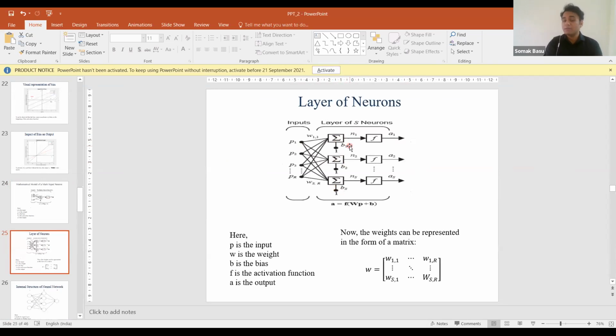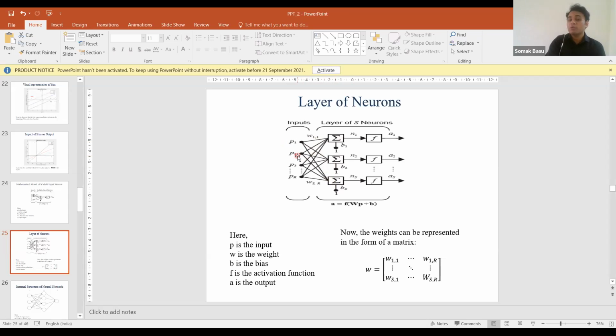You can have different biases. The bias to this neuron is B1, the bias to this neuron is B2, the bias to this neuron is say BS. There are multiple inputs going to multiple neurons. See, this first input is going to the first neuron, the first input is also going to the second neuron, the first input is also going to the Sth neuron. So this input is connected to this neuron, this neuron, this neuron.